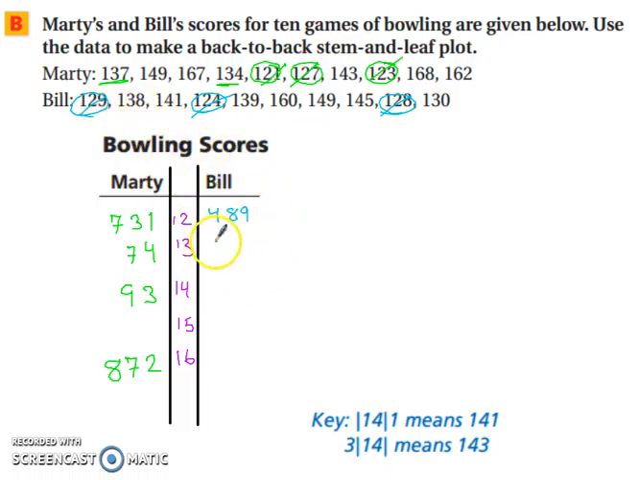In the 130s, we have a 0, an 8, and a 9. In the 140s, we have a 141, a 145, and a 149. Nothing in the 150s, and we've got an even 160. And that's your back-to-back stem and leaf plot. It helps you see some different clumps, or in this case, see something in terms of the data, that there's really nothing in the 150s.